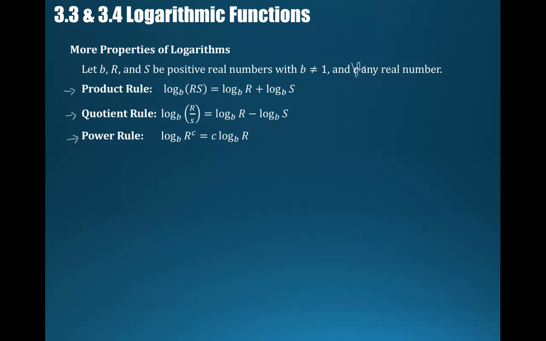With log base b of an argument to a power, I can pull that power out front and I'm really multiplying it. It's like it's the multiplier in front. Right, so I can rewrite that, and that is called the power rule.